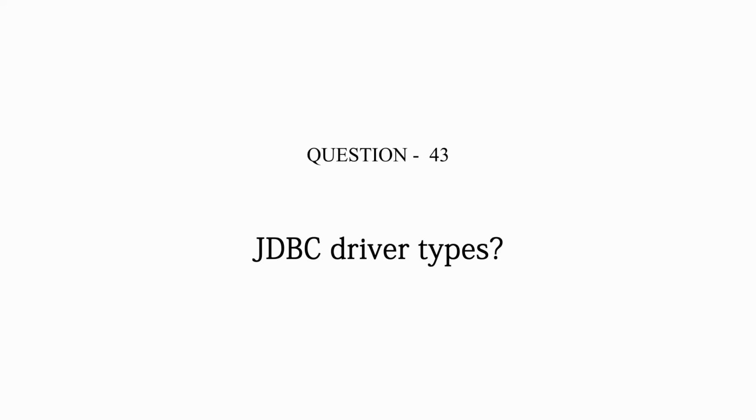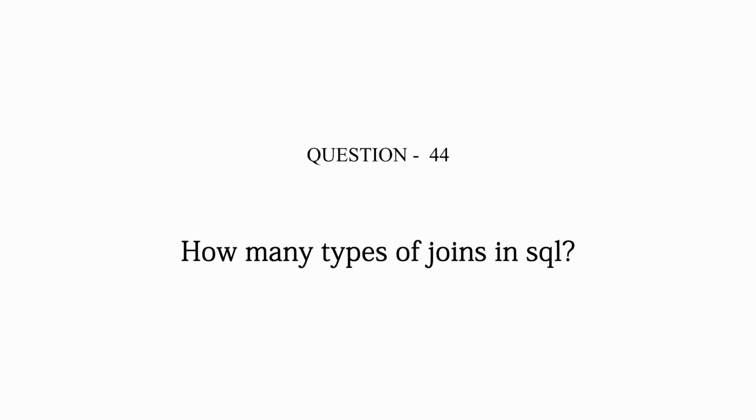In Java we have four types of drivers in JDBC. We have the JDBC-ODBC bridge driver, then the native API driver, then the network protocol driver, and then the thin driver. So we have four types of driver here: type 1, type 2, type 3 and type 4. These are the types of JDBC drivers in Java. How many types of joins are there in SQL? We have cross join, inner join, and outer join. These are the types of joins which are available.